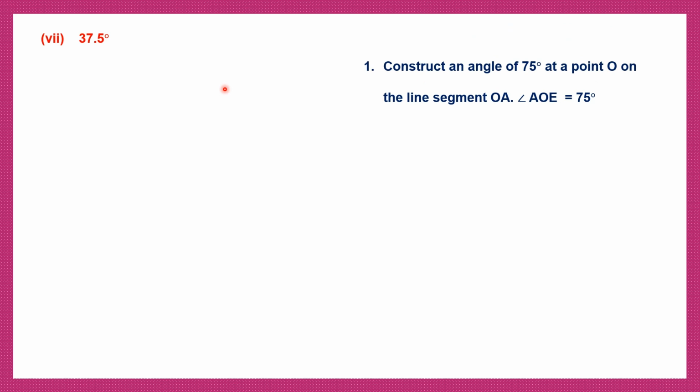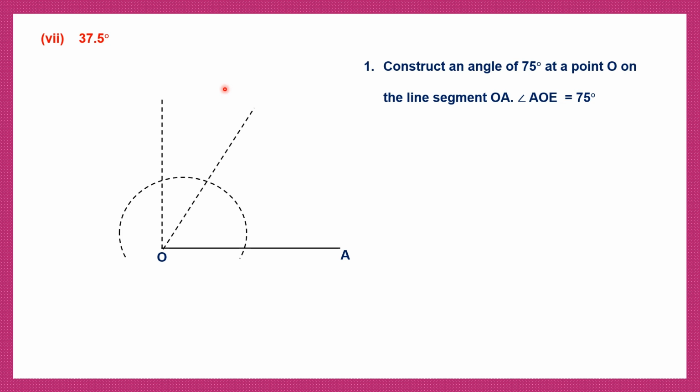Construct an angle of 75 degrees at a point O on the line segment OA. Follow all the steps to get your 75 degrees. You draw the arc, you have 90 degrees, you have 60 degrees, and 75 degrees will come in between 60 and 90, isn't it? So first you get 60, then you bisect this portion. Now here you have 90. I'm just writing the numbers on top for you to understand. And this is 60. When you do 90 minus 60, what do you get? 30. So when you bisect 30, what do you get? 15. Isn't it? Half of 30 is 15. So you add 60 and 15 here. 15 plus 60 and you get 75 degrees.